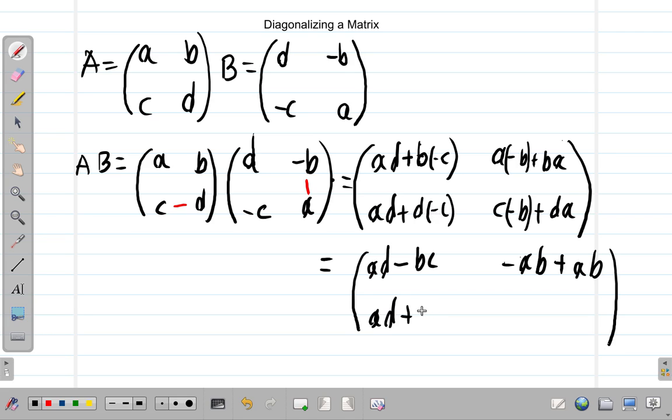So let's call it plus negative DC, but it's the same thing as minus AD plus negative DC, right?